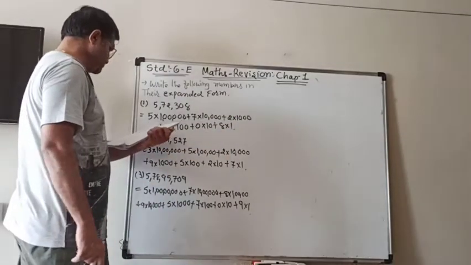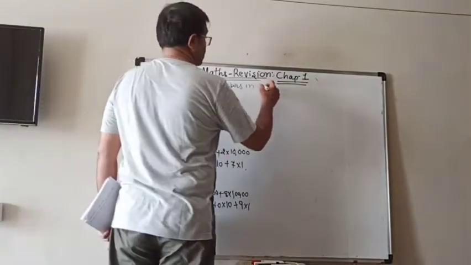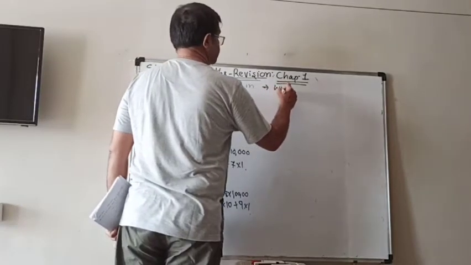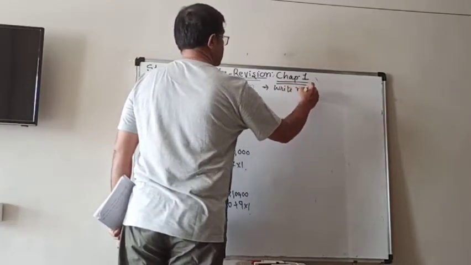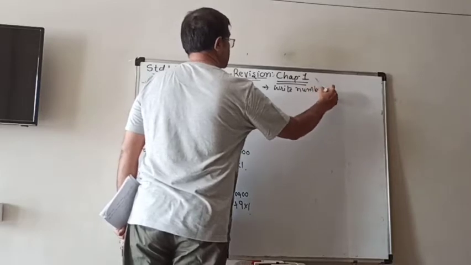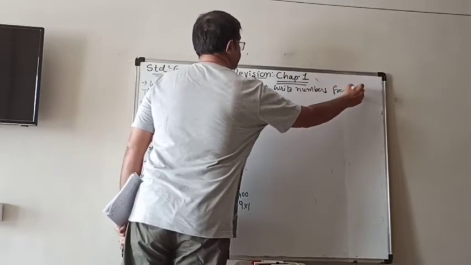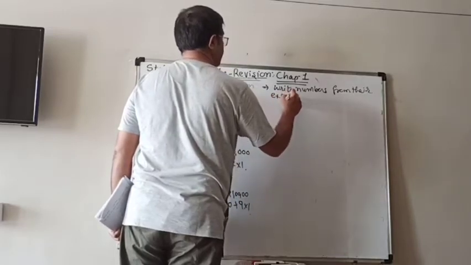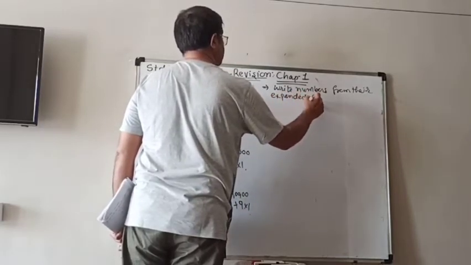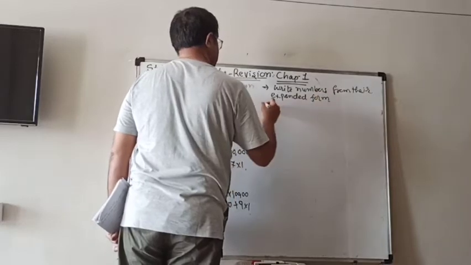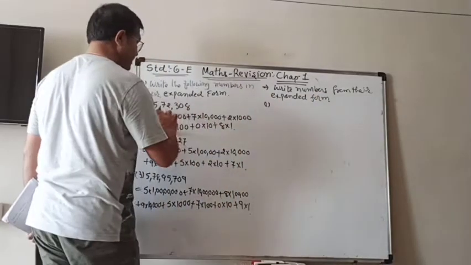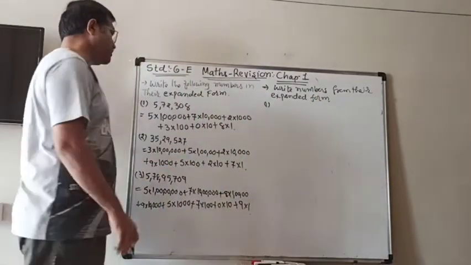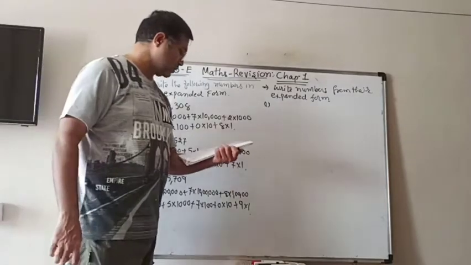Now we can take reverse. Write numbers from their expanded form. It means that it will be given like that and we have to write down the number according to that.